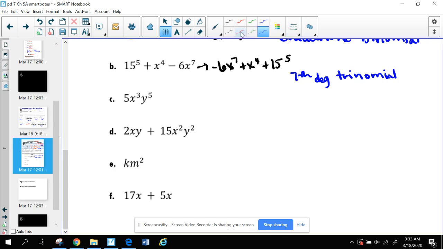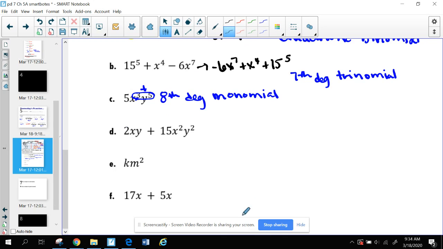Okay. Take a look at example C. Do we see any addition or subtraction in there? Nope. So this is just one term. Now, when we start to talk about the degrees, though, anytime you have more than one variable, we have to find the total degrees, which means we're going to add those together. This is really going to be an 8th degree monomial because there is no adding or subtracting. It is just one term. Okay.